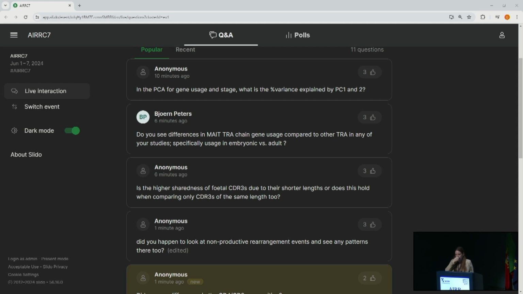Yes, so we didn't put this in the paper because I think it's quite hard to interpret what the non-productive sequences are doing at this stage. But yes, there are patterns in the non-productive also, and they also do cluster by stage. So it does seem like there really are some differences in the rearrangement choice of different V and J, because you're seeing that in the non-productive sequences that are obviously not being selected. So yes.